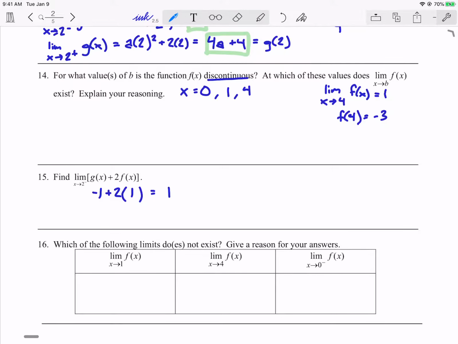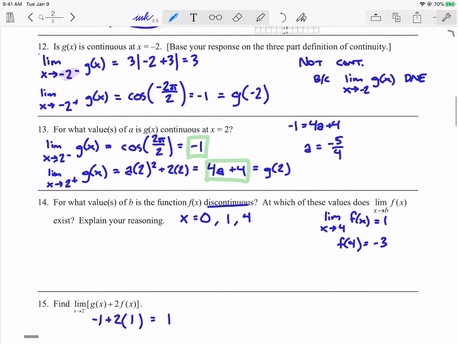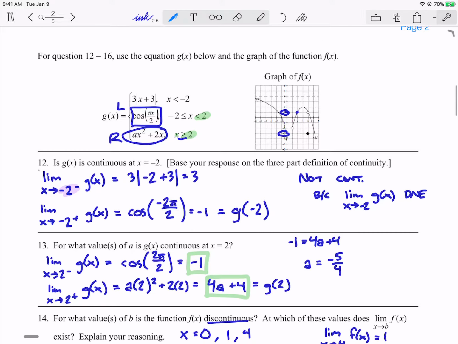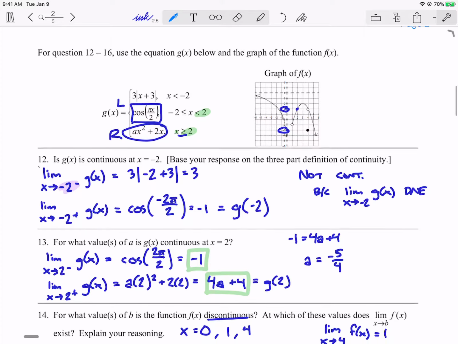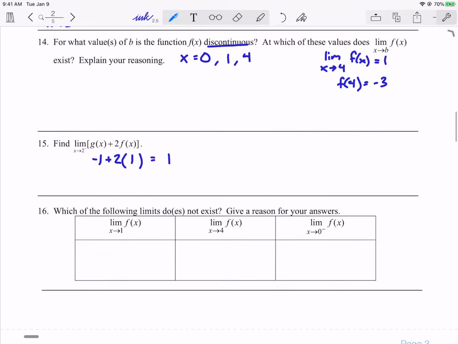Now it's asking which of the following limits does not exist. Give reasons. So the limit as x goes to 1 of f of x, that doesn't exist because there's no left-sided limit. Okay, the right-sided limit is equal to -2, but the two-sided limit, which is what this is asking, does not exist. So this one does not exist because the limit as x goes to 1 from the left of f of x does not exist. So it can't possibly equal the limit from the right.